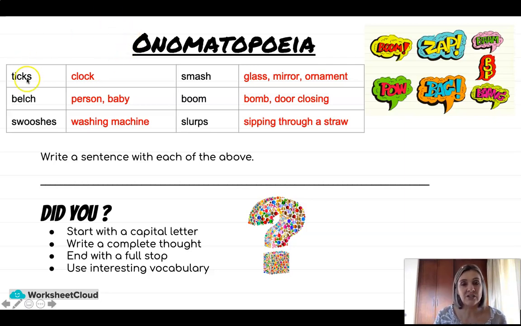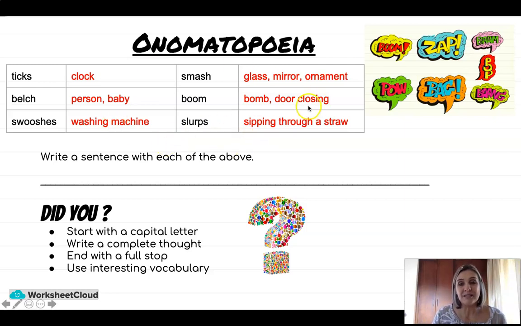I see I've changed the other one. That was pow. My apologies. So I've used boom, a door closing, but pow, sort of somebody punching somebody else. And slurps, that sound of sipping through a straw when you get to the end of your glass. And I know it's very rude to do that. My mom used to get so irritated with us as children.